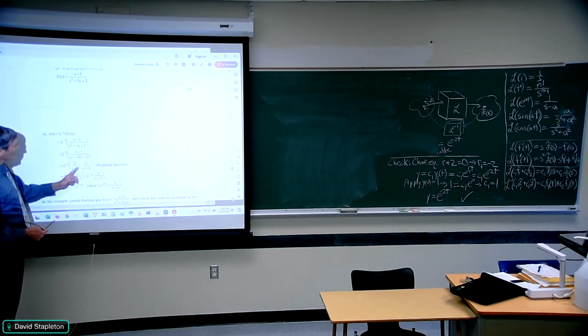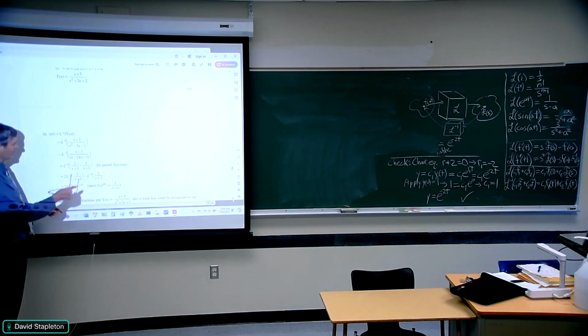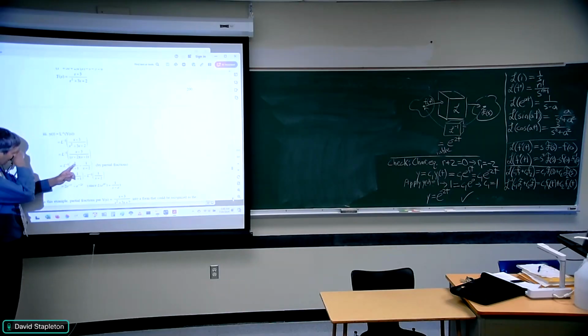And now these are in the table. The inverse transform of the difference is the difference of the inverse transforms, the linearity property. So 2 times the inverse transform of 1 over s plus 1, minus 1 times the inverse transform of 1 over s plus 2. But this is in the table.